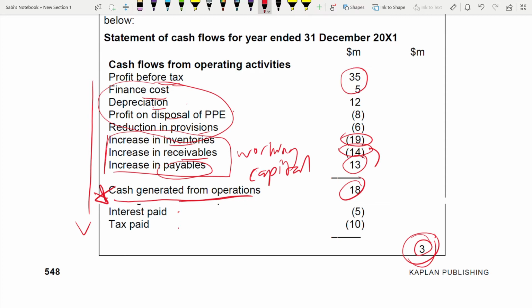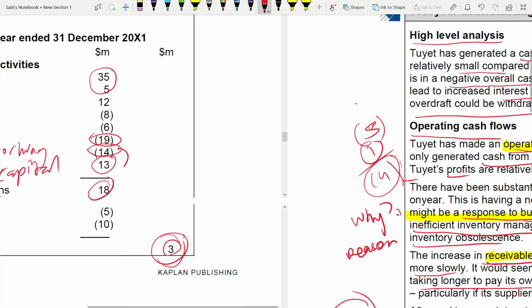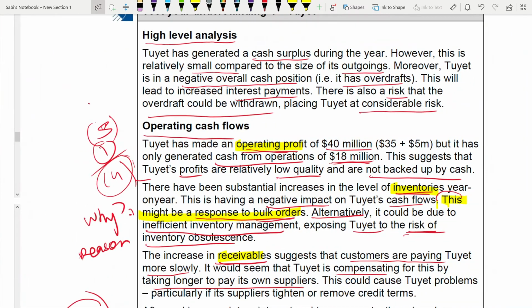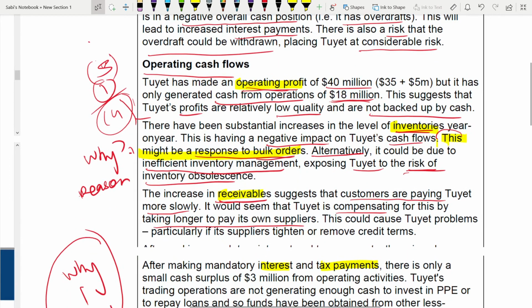Okay, so payable. You see, payable also increased. Why? Because if customers are taking more time to pay you, you are also taking more time to pay your supplier because you need that cash from the customer first and then only you can pay. That's why it is compensated like that.